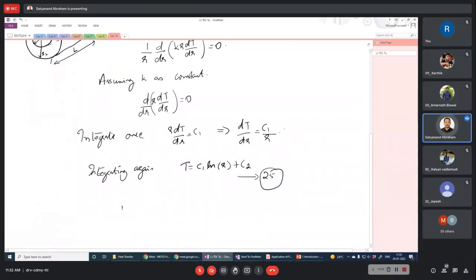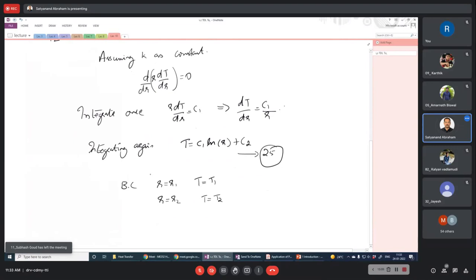And what are the boundary conditions? Boundary conditions: r = r1, T = T1; r = r2, T = T2. Okay. Now we are going to check what is going to happen. Suppose you are talking about a solid system, a solid cylinder. Then is there any chance that r is equal to 0? Obviously there is a point where r is going to be 0.